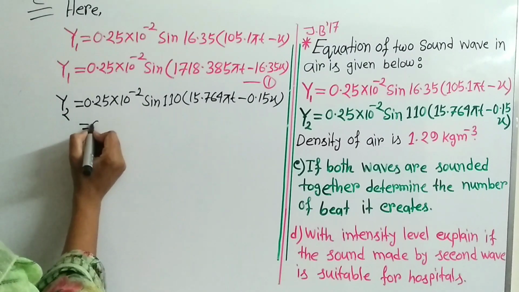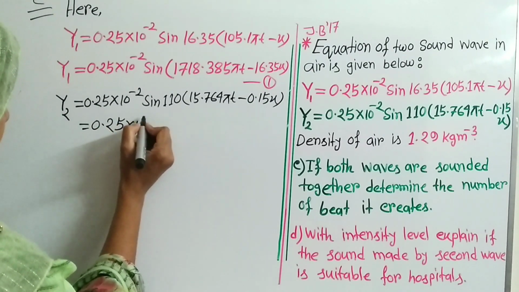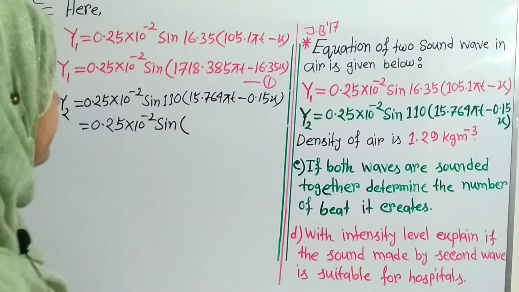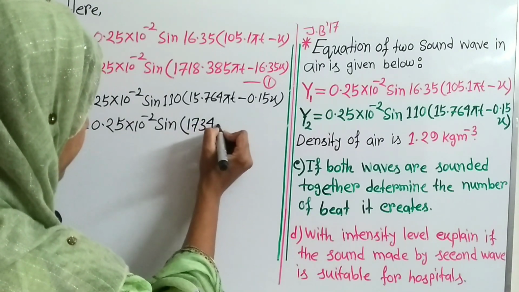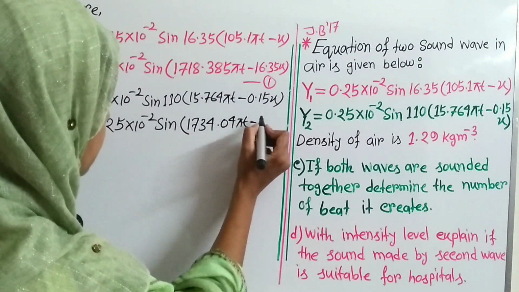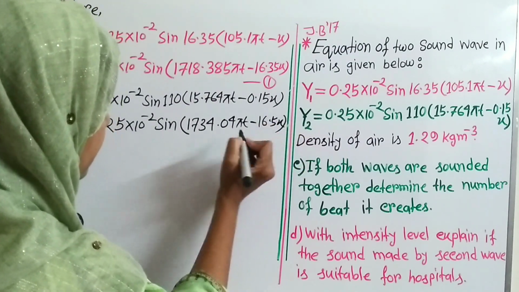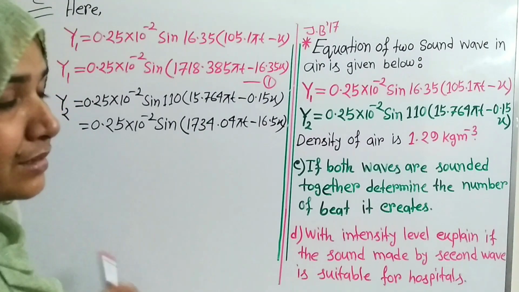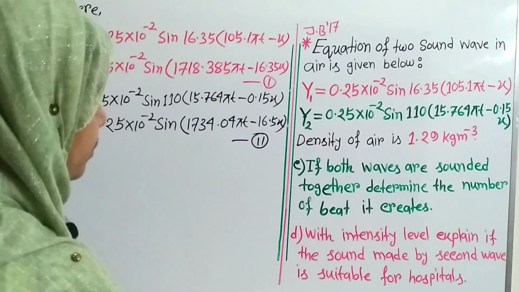So our result will be into sine 734.04 pi t minus 16.5 x. If you multiply 110 with 0.15, then you will get 16.5. Now mark it as equation 2.